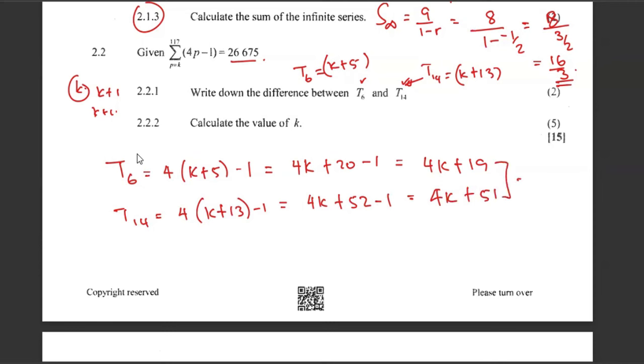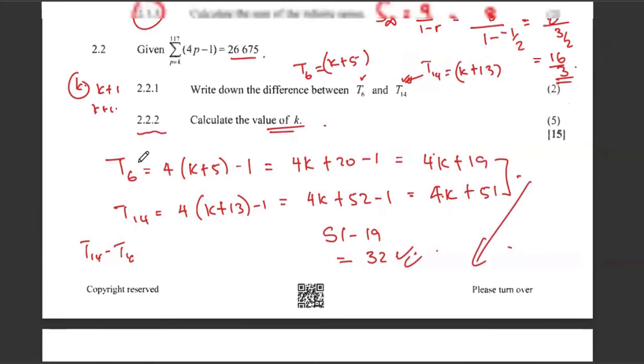And then let's subtract this. Remember, it's T14 minus T6. So 4k cancels 4k. What is 51 minus 19? This gives me a funny answer, which is 32. 51 minus 19, yes, 32. So the difference is 32. I know for sure somebody might have had a shorter way of doing it, but this is how I would have interpreted the question. All right, then 2.2.2, calculate the value of k.